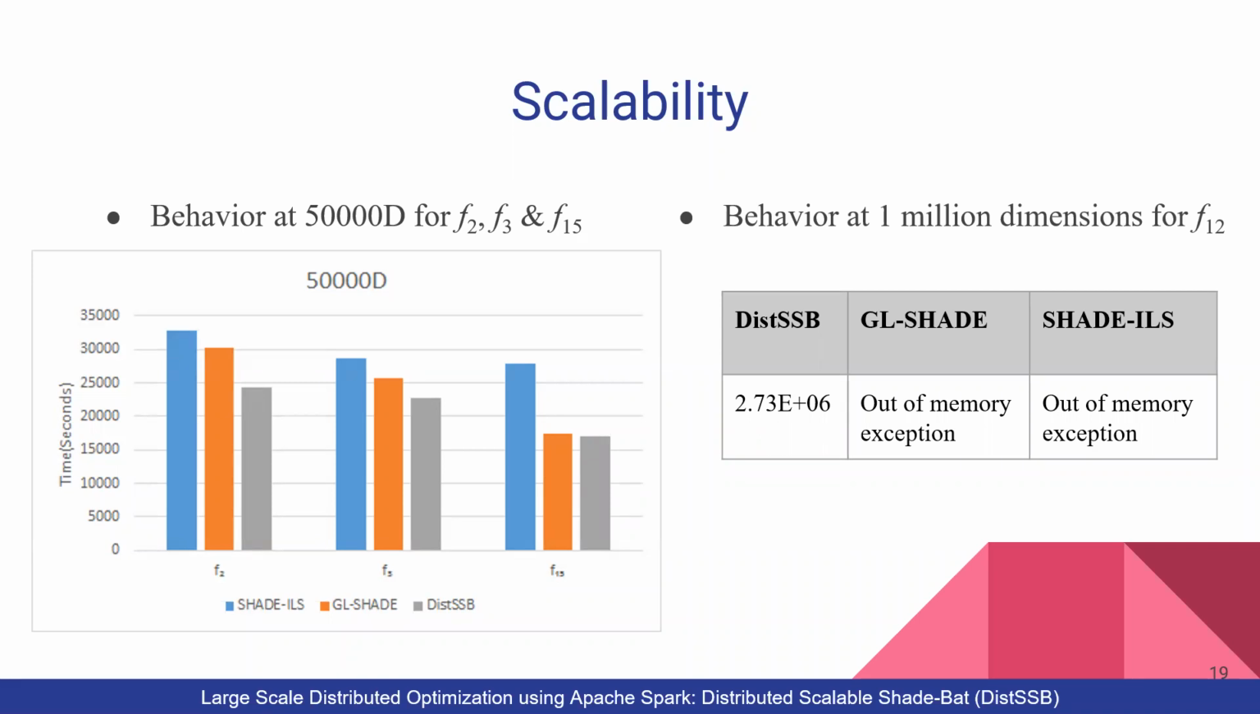Scalability is the main concern of LSGO problems. Therefore, we have tested the behavior of distributed SSB against its counterparts for 50,000 and 1 million dimensions. We have analyzed the execution time for F2, F3, and F15 functions at 50,000 dimensions. The results indicate that distributed SSB costs less execution time compared to its counterparts. For 1 million dimensions, we have chosen the F12 function, which is a relatively simple function. Distributed SSB successfully converges to a value, but GL SHADE and SHADE ILS throw a memory exception. This proves the scalability of distributed SSB over its counterparts.